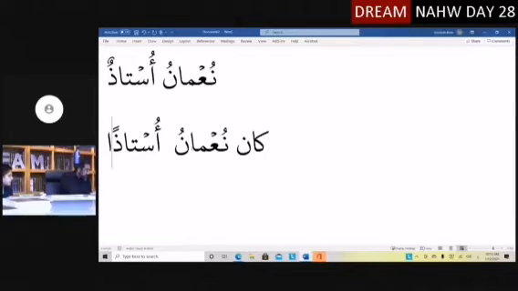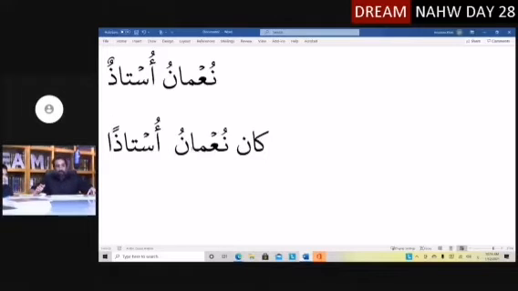Is there a reason for it though? For the khabar to become nasab? It's logical because at the end of the day, it's still a fi'l, and the ustad is still kind of a detail. Oh, okay. Because with the fi'l, you have someone who does it and someone who's a detail.